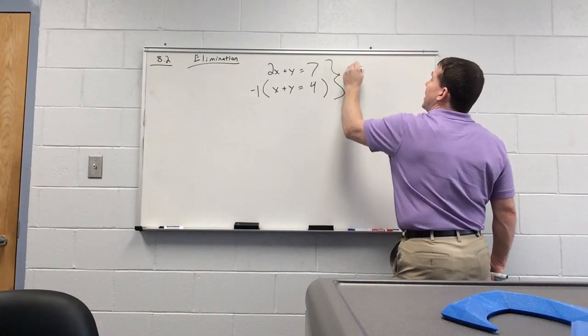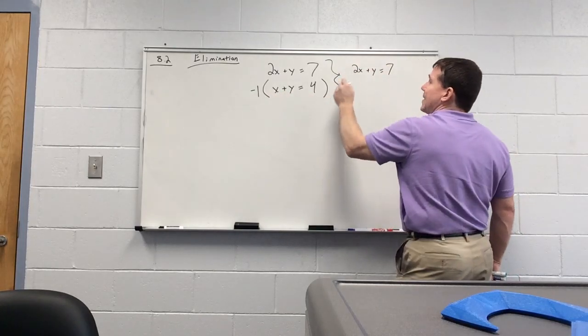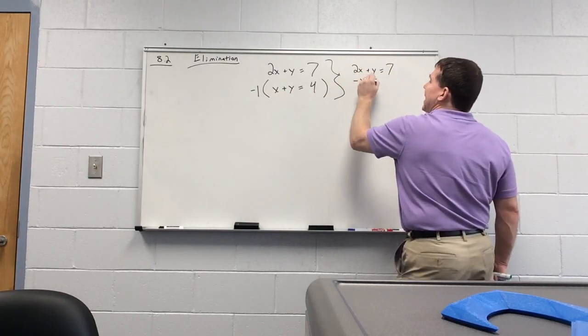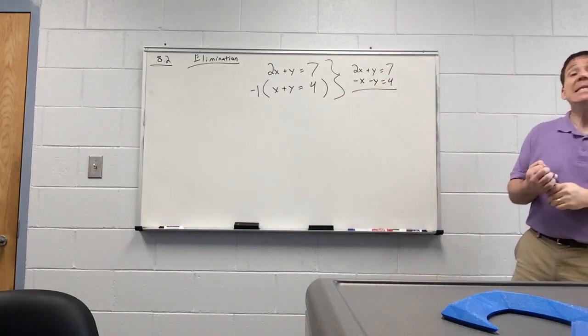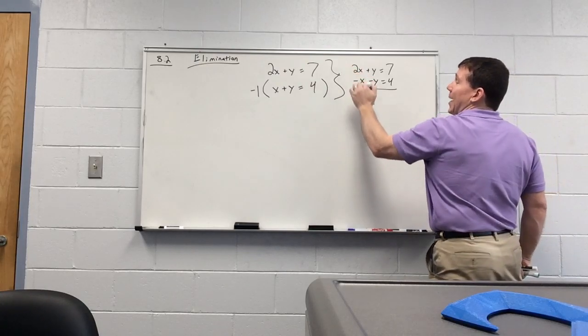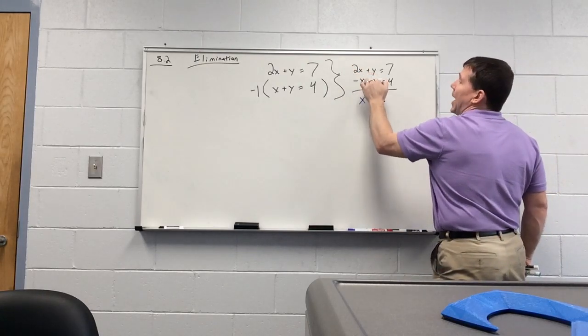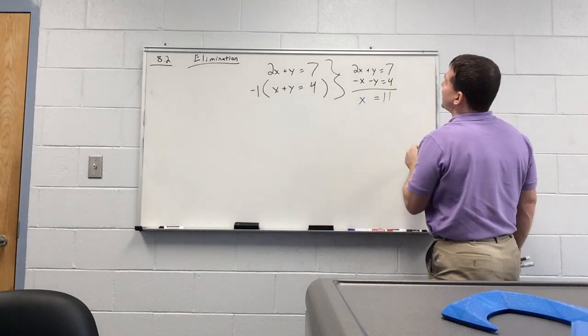Now your system becomes 2x plus y equals 7. If I multiply this by -1, I get -x minus y equals 4. Now, I can just combine these like I did in the last one. 2x minus x is x, y minus y is 0, 7 plus 4 is 11.